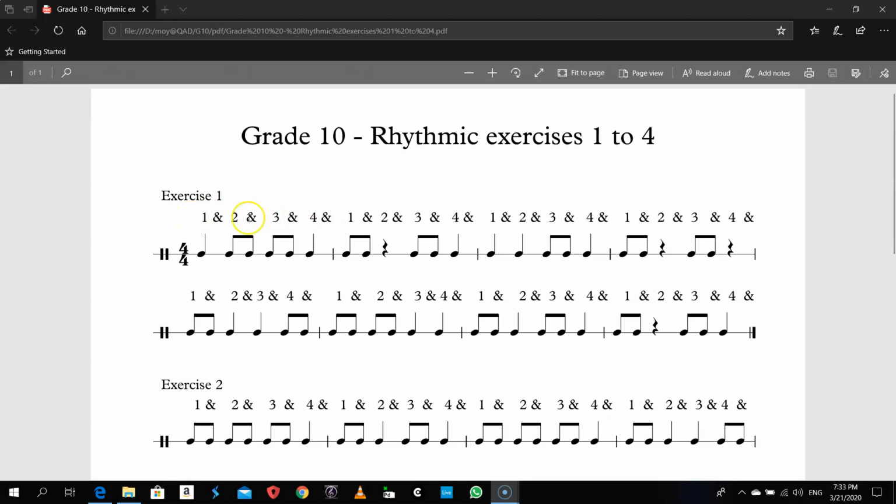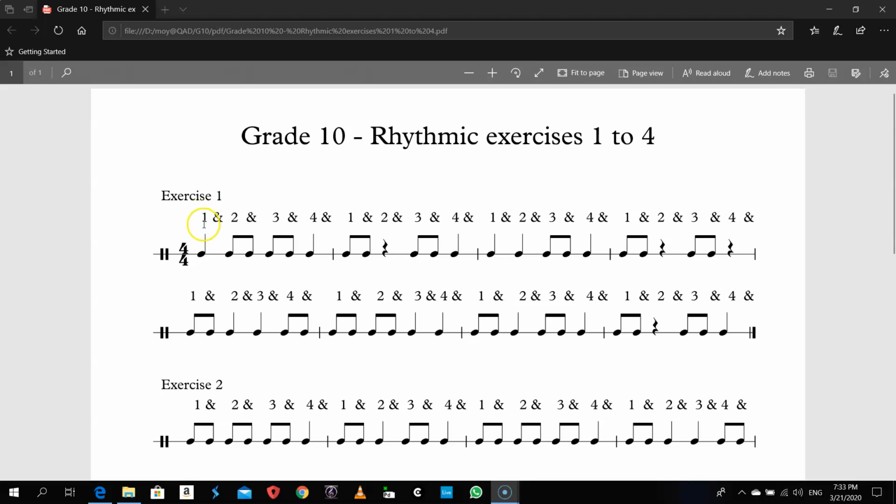Remember that the way of counting this should be like this: 1 and 2 and 3 and 4 and 1 and 2 and 3 and 4 and. Notice that I'm not rushing, I'm not dragging down the speed, I'm not making sudden stops, I'm not cutting all of these beats into different chunks. I try to go as fluent as possible.